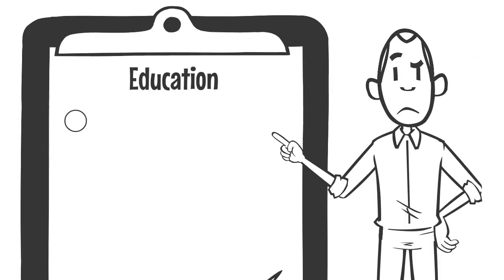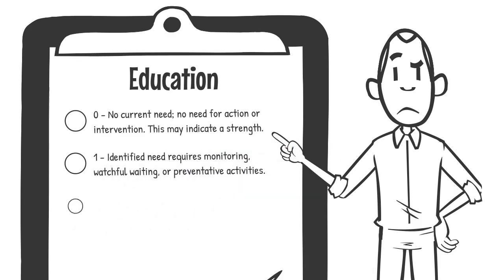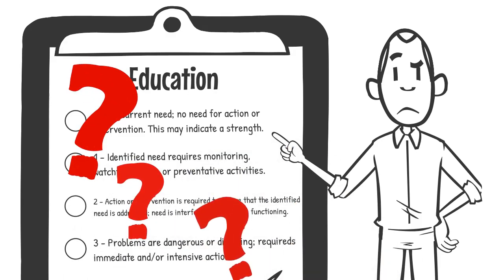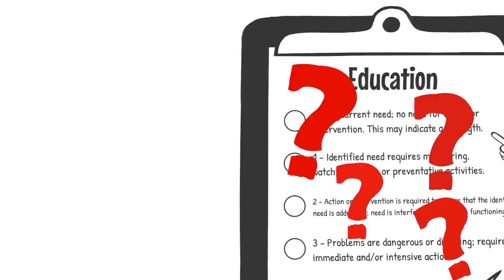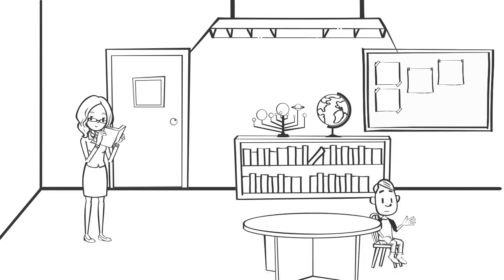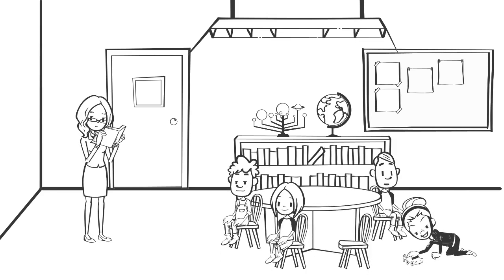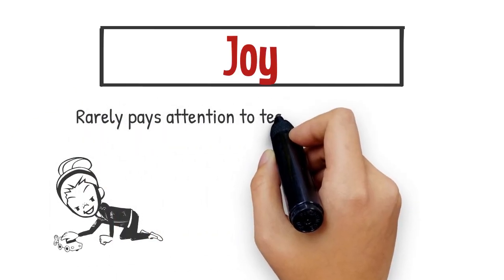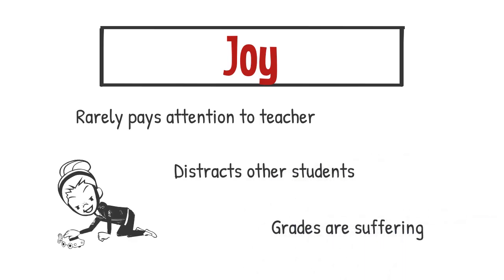When completing a FAST, there may be situations that have some gray areas that can make it confusing or difficult to assign a rating for an item based on the anchors alone. Continuing the example of education, here we see children in a classroom setting with our target youth being Joy. Joy doesn't pay attention to her teacher, she distracts her classmates, and her grades are poor.